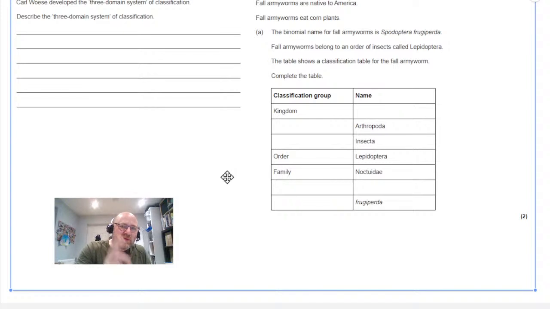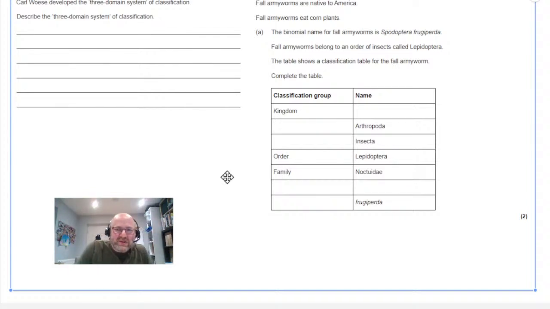So, describe the three domain system. Yep, Jemima's got that: archaea, bacteria, eukaryotic. You might need to add a little nuance and say archaea are ancient primitive bacteria found in caves or volcanoes or at the bottom of the sea, and it was noticed that they were different to modern bacteria. That's more of an explanation than a describe, so you'd probably get away with just saying archaea, bacteria, and eukaryotic. Eukaryotic have a nucleus, and they are fungi, animals, plants, and protists. Right.